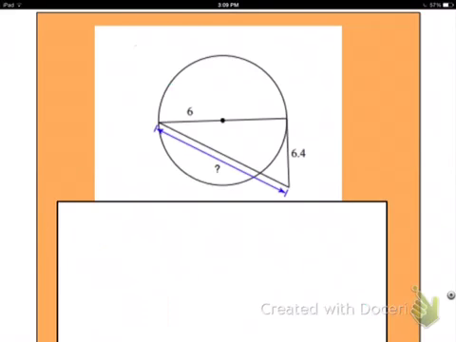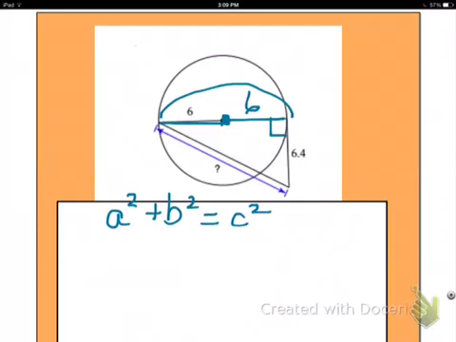All right, here's another problem. If this point's tangent, then these are perpendicular. Therefore, I have a right triangle. So I'm going to use a squared plus b squared equals c squared. Now, one problem is I only know from here to here is 6, but it's a radius. So what would be the distance from the center to the other side of the circle? It would also be 6. All right, so the length of this side right here, 6 plus 6 is 12.